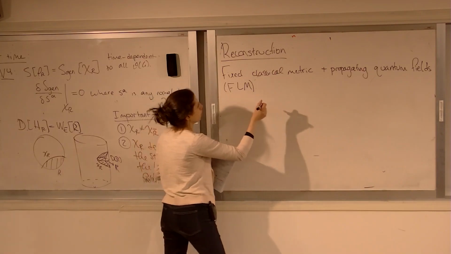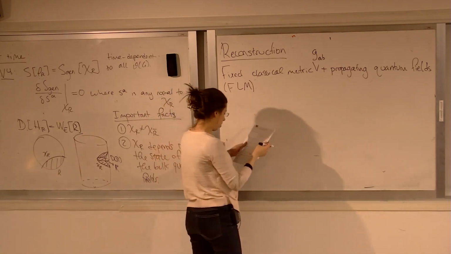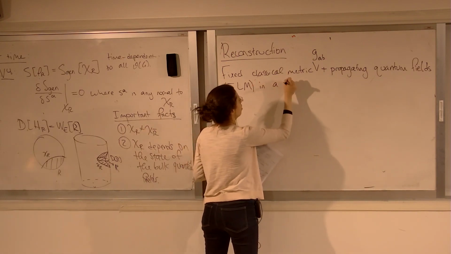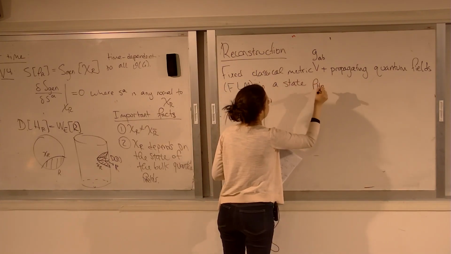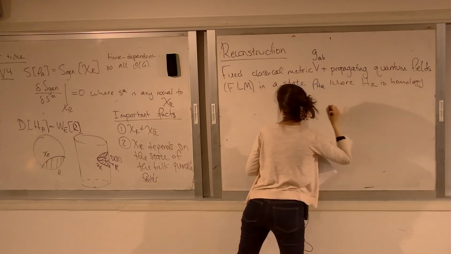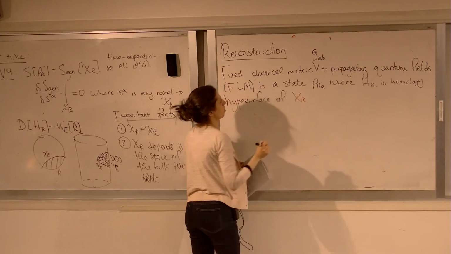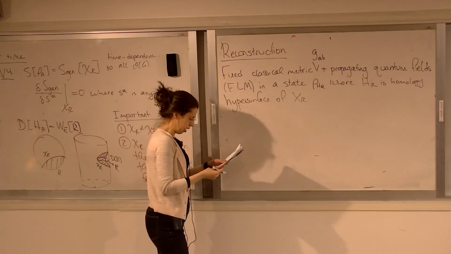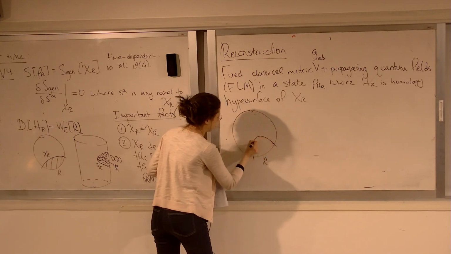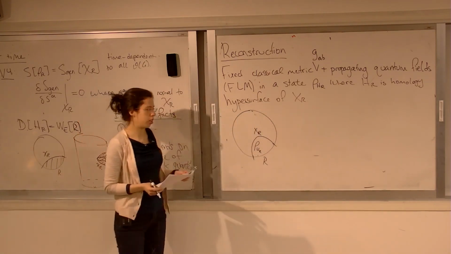We're going to have some metrics, so we're going to call this classical metric g_ab on our spacetime manifold M. And we have some state of the quantum fields, which we'll call rho of H_R, where H_R is the homology hypersurface of X_R, which is the HRT surface of the boundary region R. Okay, so now, draw a picture here: time slice, R, X_R, rho H_R.